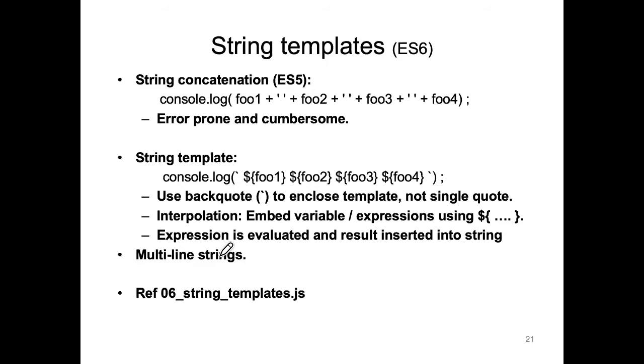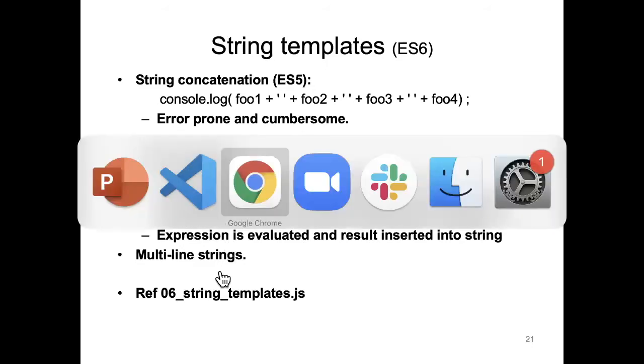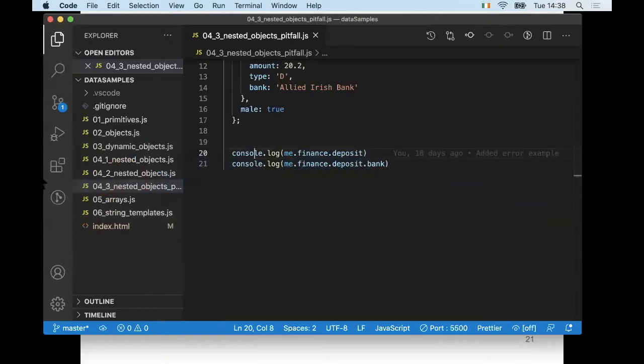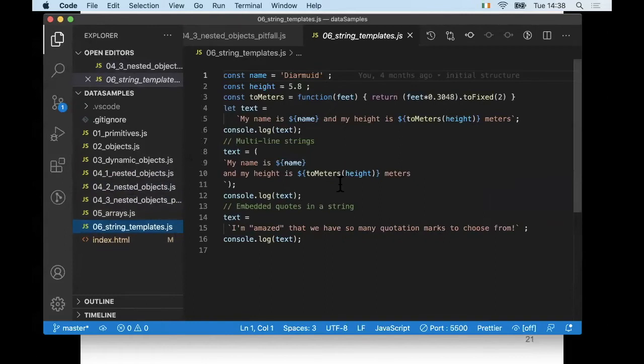You can have multi-line strings as well. If I just quickly flip over to string templating. Anything interesting? We've got a couple of primitives, and you can see here I've got a little function where I give it a height in the old measurements in feet, and it converts it to meters. I know we haven't seen functions yet, but you can work out what's happening here. It's a method, if you like, or a function which does some sort of computation.